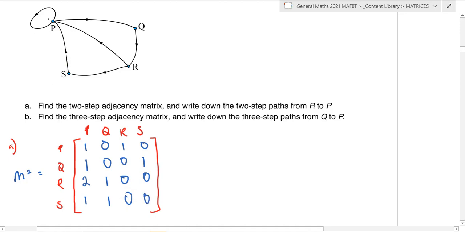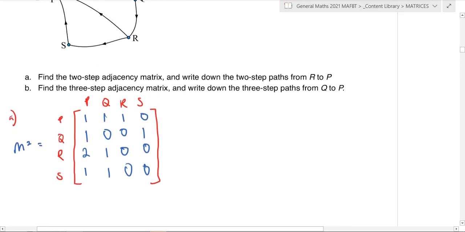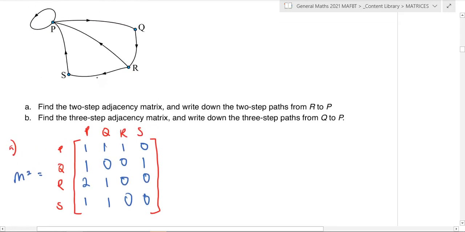Now I realized, because of this loop, I actually made one mistake with P to Q. P to Q actually has one two-step there, because I can go P to itself and then P to Q. That's actually two steps. See that? So technically, P to Q also has one. That is my bad. Hopefully that didn't confuse anybody. Okay, so that's for your two-step. Now let's try a three-step.